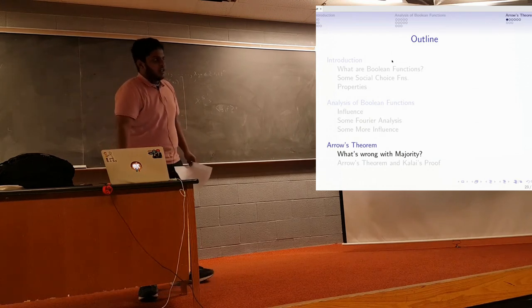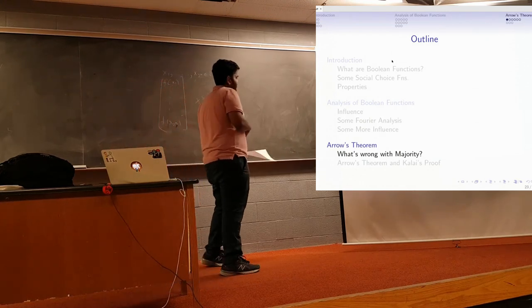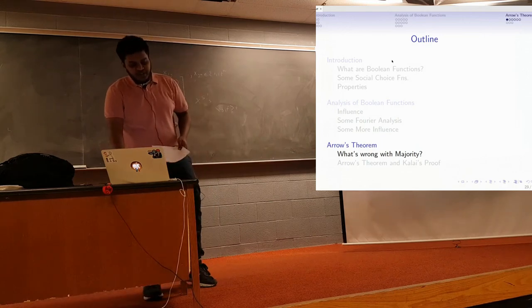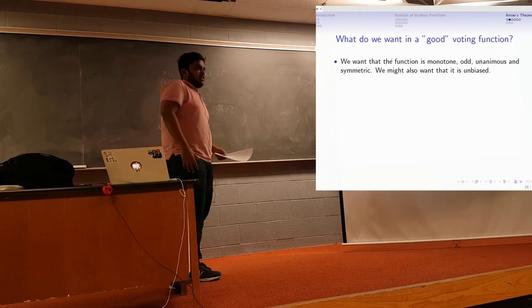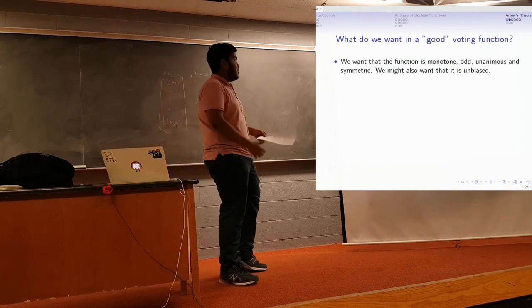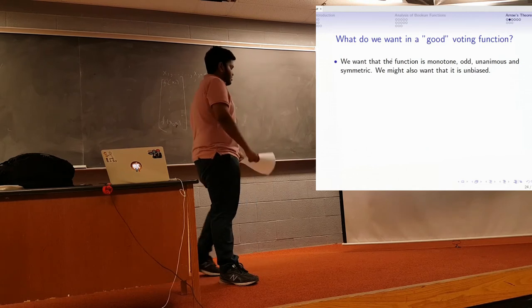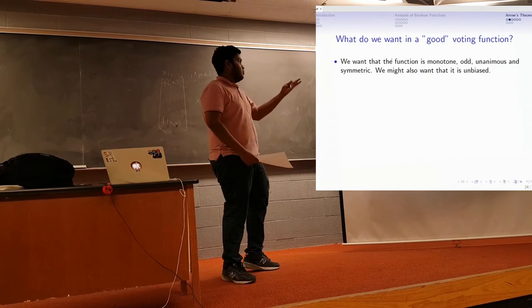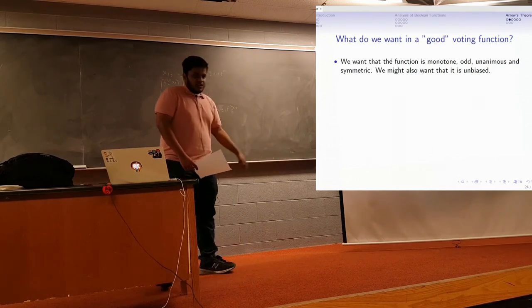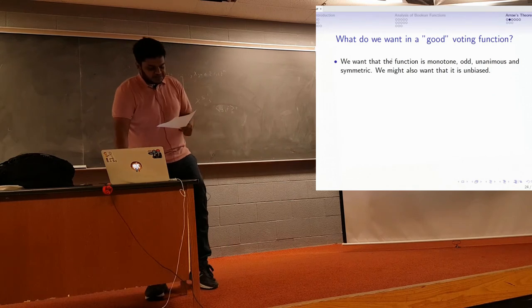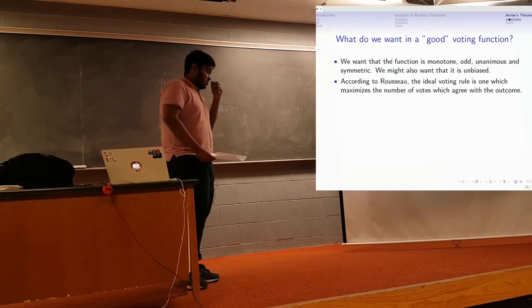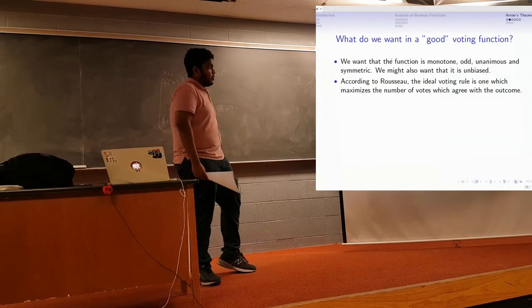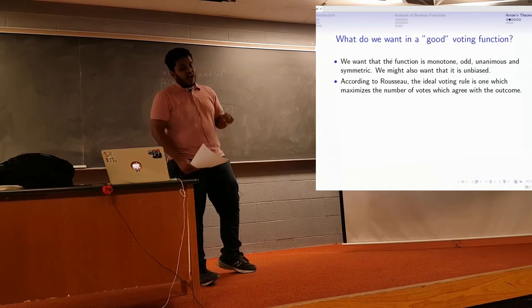So why did we talk about influences and stuff? Why is the analysis important? It's important because it gives us a characterization for a good voting function. When we ask ourselves what is a good voting function, like we said in slide one, we want it to be monotone or unanimous and symmetric. We also might want that it's unbiased. And according to Jean-Jacques Rousseau, I don't know how to pronounce that, the ideal voting rule is one which maximizes the number of votes which agree with the outcome.